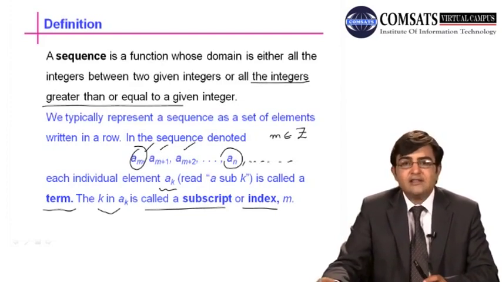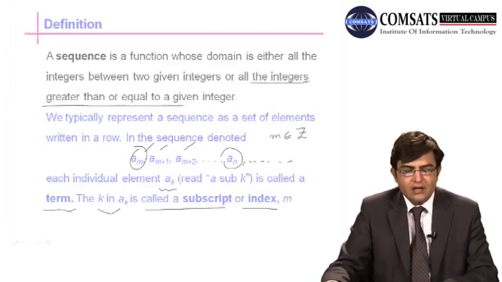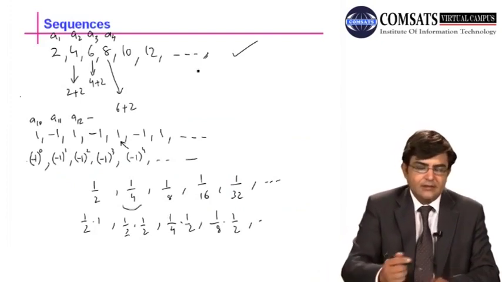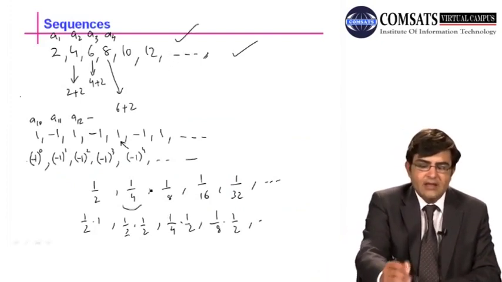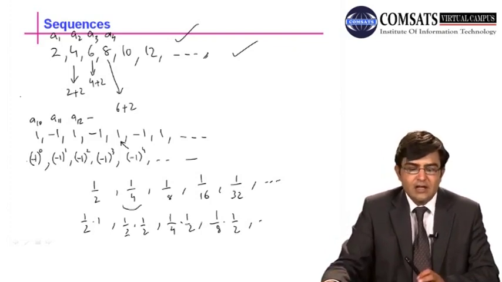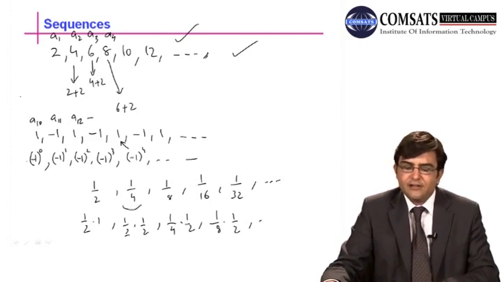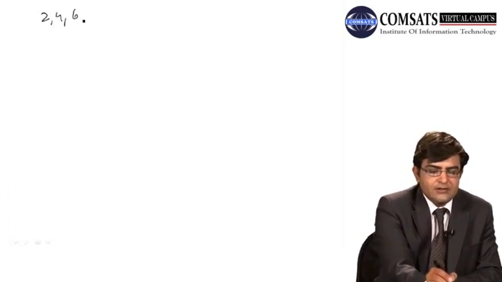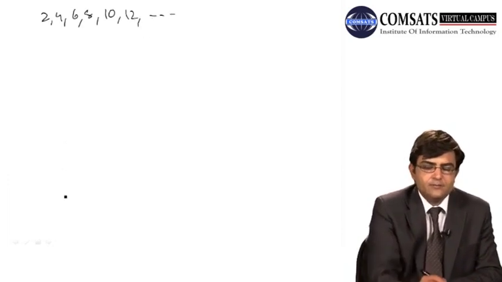So how is a sequence a function? For example, in the previous example here we have defined a sequence. Now how can we show that this sequence is a function? Now the sequence is basically 2, 4, 6, 8, 10, 12 and so on.